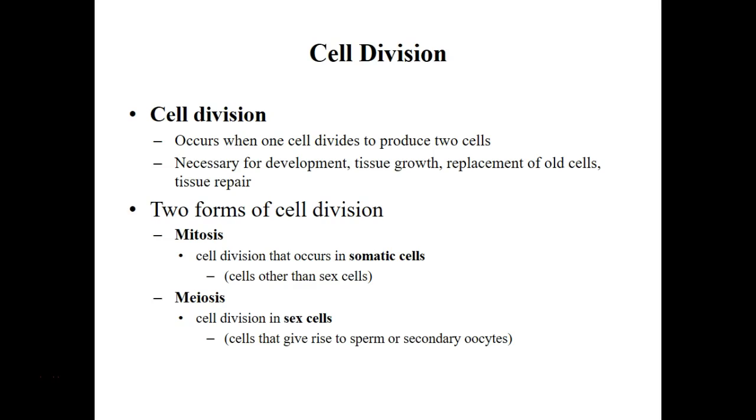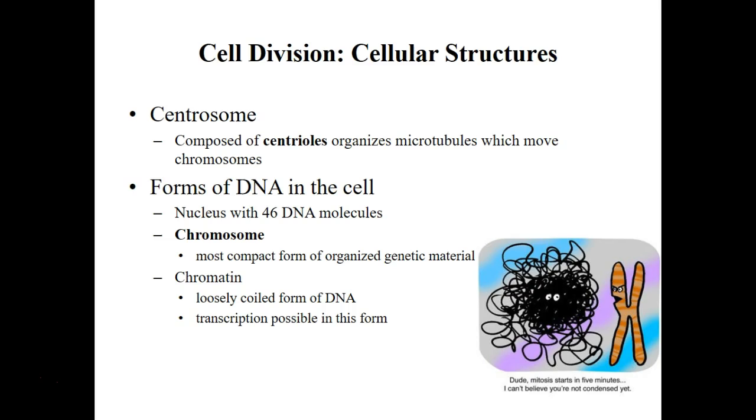Meiosis is cell division in our sex cells, so either in spermatogonia or oogonia. And the job there is to produce non-identical haploid daughter cells. Haploid means half the number of chromosomes.